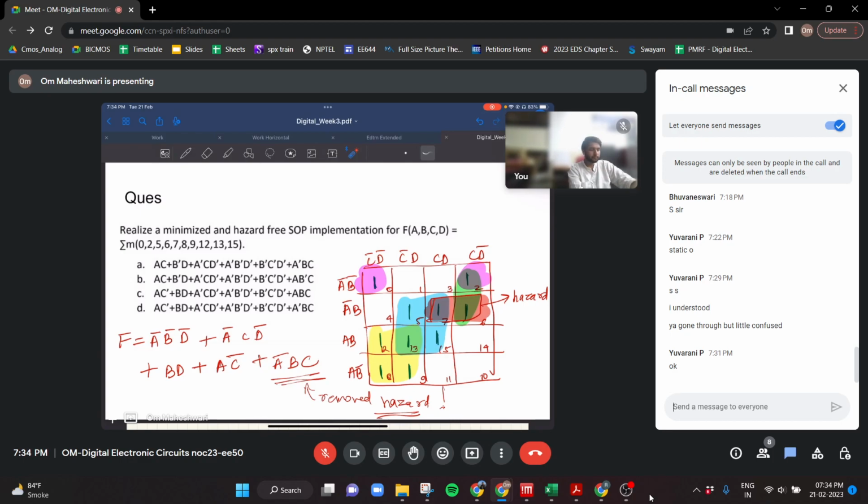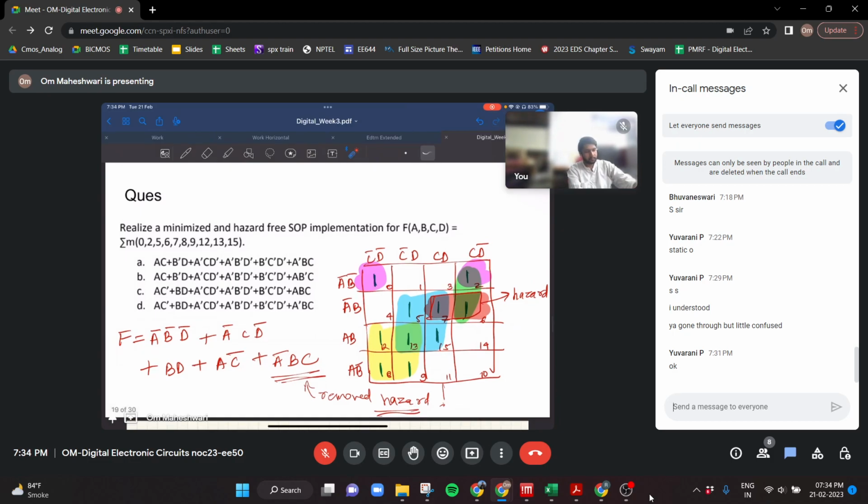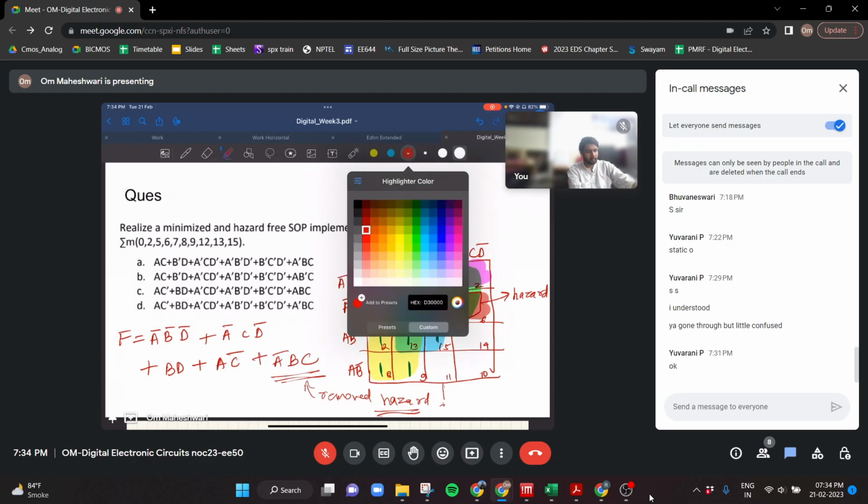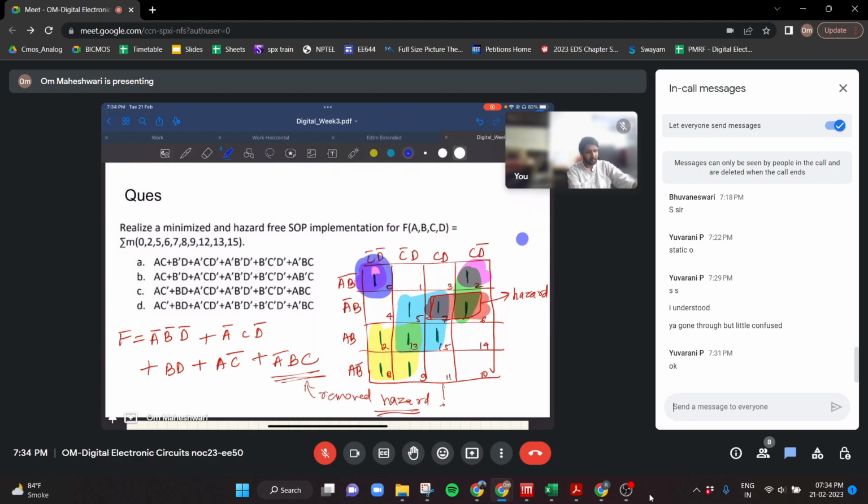So anyways, if we look at it, sorry, I missed one more, I think. So this and this one, they are neighboring, right? This, its neighbor is this, but they are not in the same group. So another hazard will be here. To remove that, we should make another group here also. So let us take maybe this color. I'll make one more group with this and this also. Plus, what is this? B bar, C bar, D bar. Okay. So these two hazards are removed.